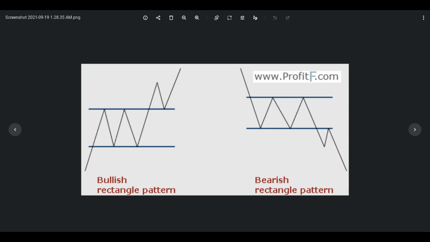Volume description: volume tends to decrease throughout the formation regardless of the direction it breaks out and expands on the breakout. Breakout confirmation: a close above or below the channel with above average volume. Measuring technique: subtract the height of the highest high and lowest low of the channel and then add or subtract that amount from the channel depending on the direction it breaks out.